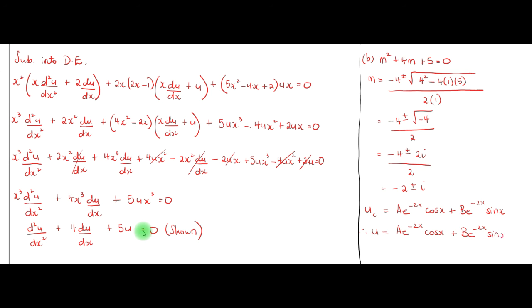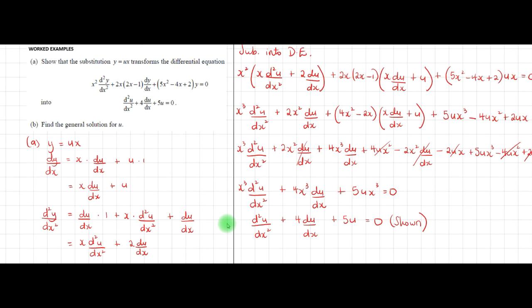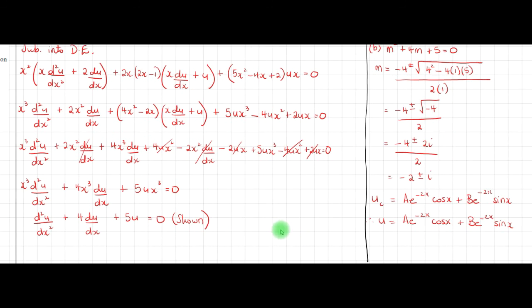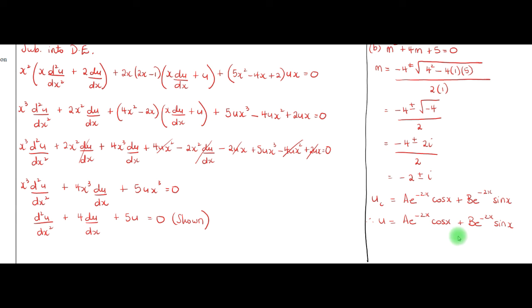And the question ends there with us finding u, but it could have taken it a step further and said find y, because remember the differential equation was given in terms of y. But it would be really easy to find y, because you'll recall that y is equal to u times x. So your y would be equal to whatever you found u to be, which is this thing here, times x.